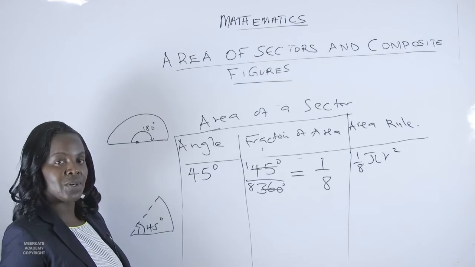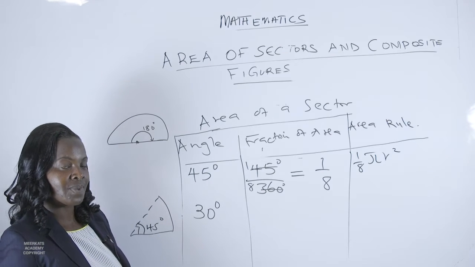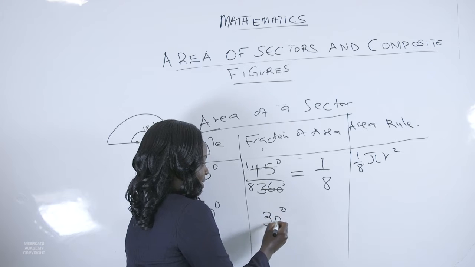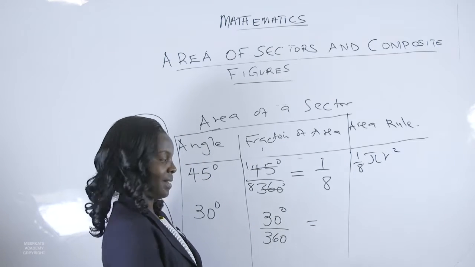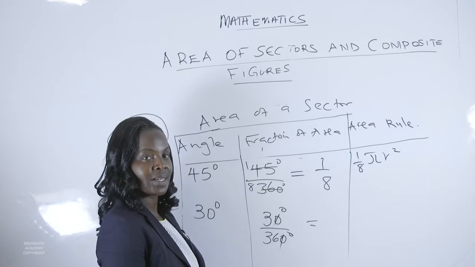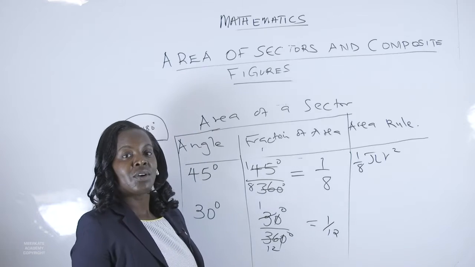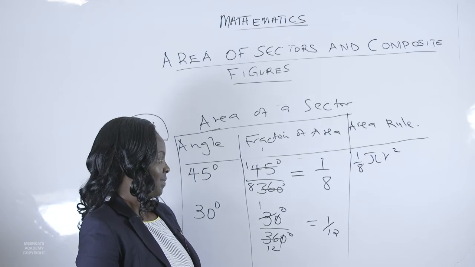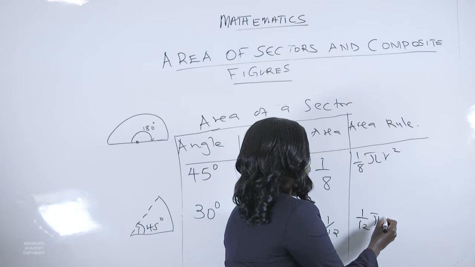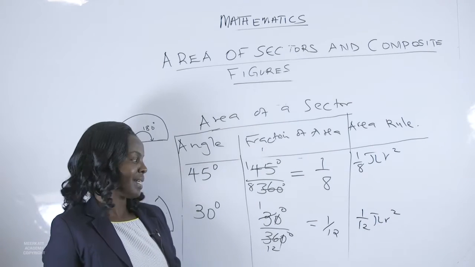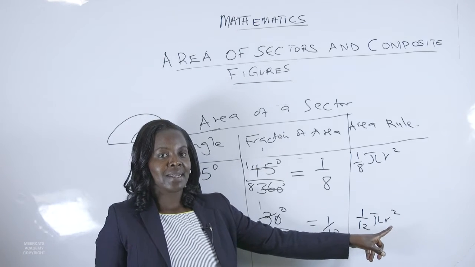The same case if we have another one of 30 degrees. 30 degrees, then what do we do? Then you simplify. 0 and 0 cancels out. 3 into 36 is 12. The fraction of the sector is 1 over 12 of the circle. Then if we are supposed to calculate the area of this sector, we say 1 over 12 pi r squared.